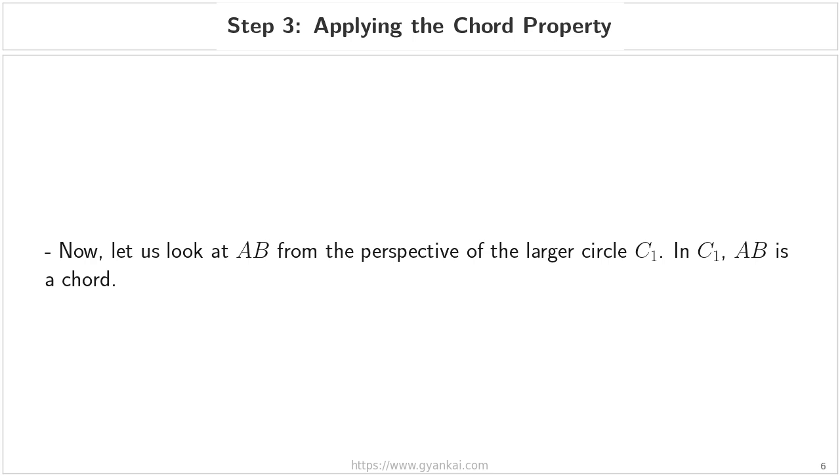Now, let's shift our focus slightly. Up until now, we've been looking at the line segment OB as a tangent to the inner circle, but let's look at OB from the perspective of the larger circle, which we've labeled C1. In this larger circle, OB is actually a chord.